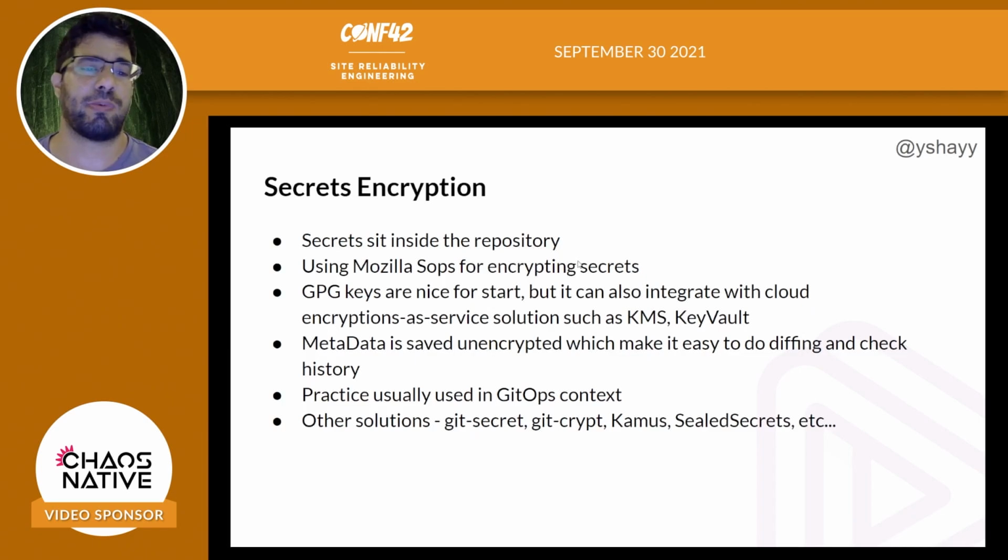But the good thing about SOPS is that it can integrate with cloud encryption and key services such as AWS KMS or Key Vault, and basically these services change the problem from storing private keys to having the right access controls for keys. So it's really nice, and that way we can have secure access control with SSO and everything that we need. And the private keys never leave the cloud provider. The metadata is also saved unencrypted, so you saw that the JSON contained the name of the keys we want to encrypt. So it's nice because we can do diffing and check history easily.